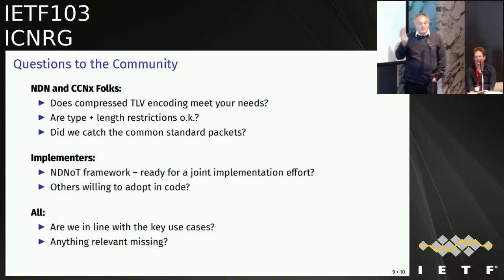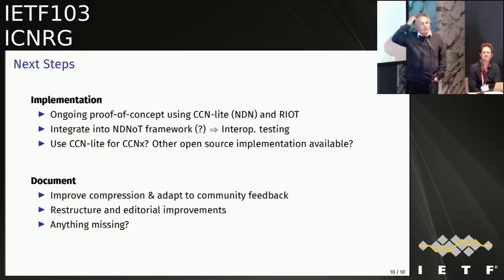And to all, of course, are we in line with key use cases, or did we miss anything that is really relevant here? So please speak up on this. Our next steps will be to continue implementations, get more code running, more experiments, more real experiences. Get an implementation for CCNx, which for us is pretty new. We only use CCN-Lite, so are there any other people willing to work on implementations for CCNx?